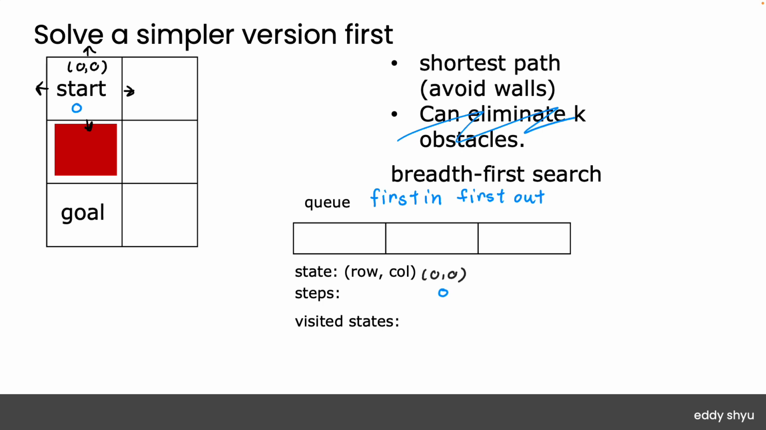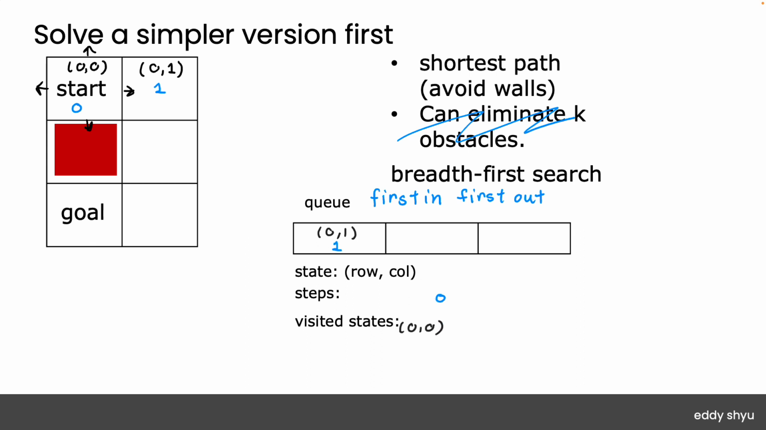So in this case, we can't go up or left because it's falling off the grid, and we can't go down because there's an obstacle there, and at this point we're ignoring that statement that we can eliminate k obstacles. So we can move to the right. And so the right is row 0, column 1, and it takes 1 step to get there from the start position, so the number of steps is 1. And we're going to add that to the queue. So row 0, column 1, and 1 step.